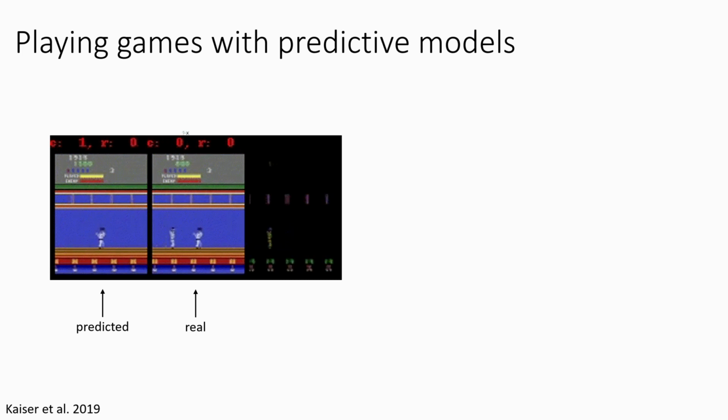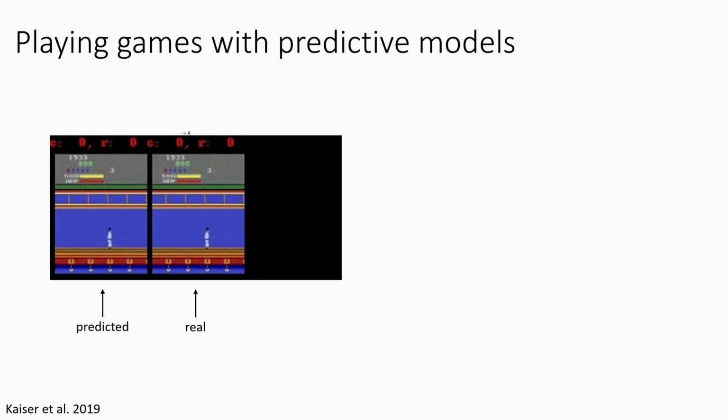This is a predictive model that was trained to play Atari games. What you're seeing here in the middle is the real Atari game images. So this is actually the real game. On the left are the predicted Atari images for the same action sequence, and on the right is the difference. So they're not exactly the same.